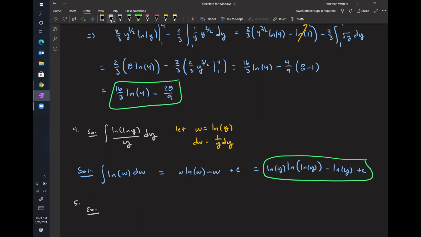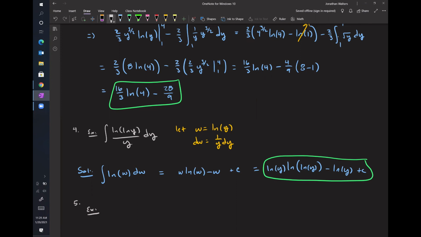Yeah, it doesn't hurt to just memorize that one. The antiderivative of natural log x is x ln x minus x. In this case, we had w, so we said w ln w minus w. How do we get that? We use integration by parts. u equals natural log, dv equals dw.